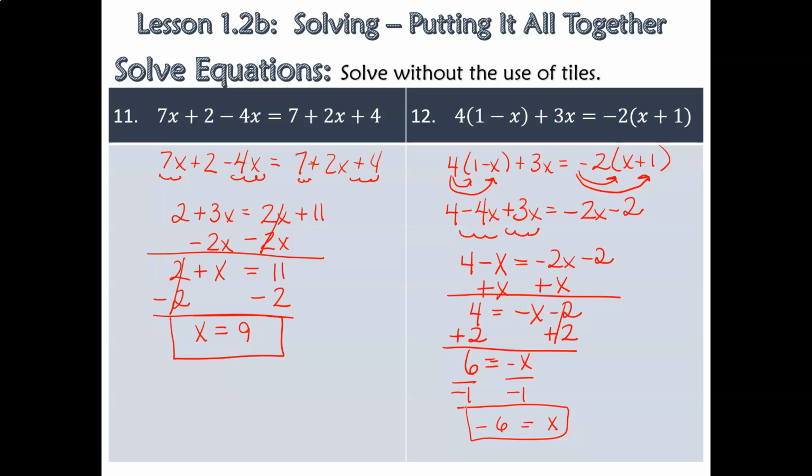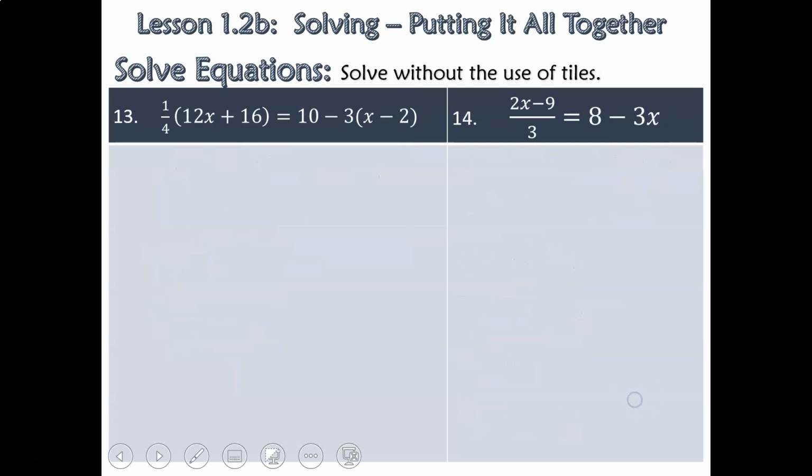Okay, couple more to go. So now we're looking at some fractions here. So first my mind says, oh, maybe I should clear. But then I'm going to look at what's inside. And they're both multiples of the denominator, so I think it would be more work to clear. So let me copy.